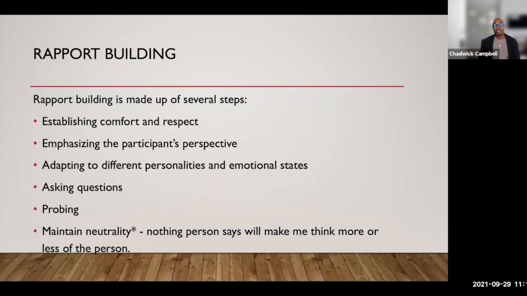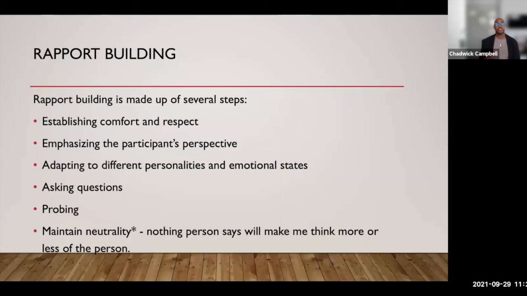So just a few things to think about when it comes to building rapport. We need to establish comfort and respect with the participant. That's some of what we were just talking about. Make sure to let participants know that you are there to learn from them, that you are there to get their perspective and their thoughts, and that you're open to whatever those might be.